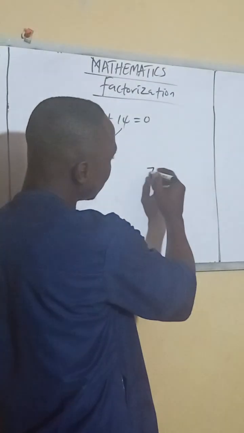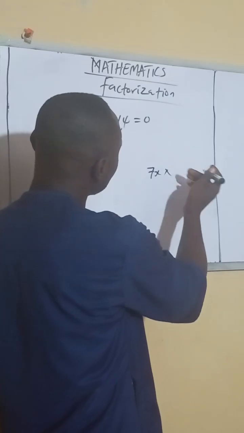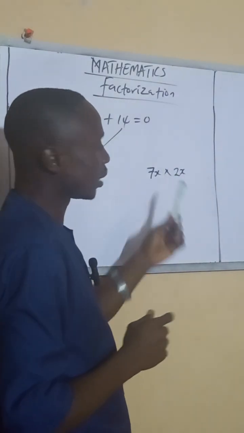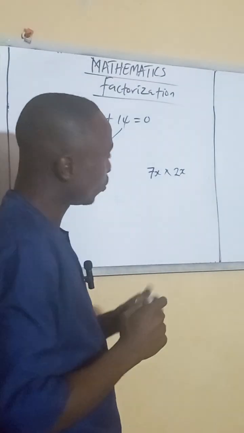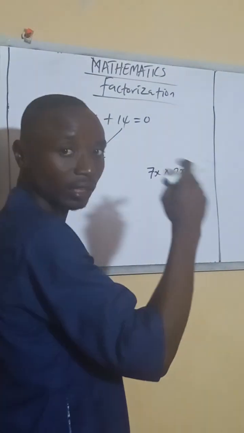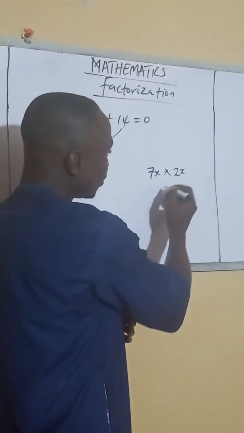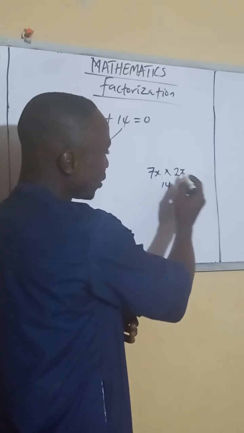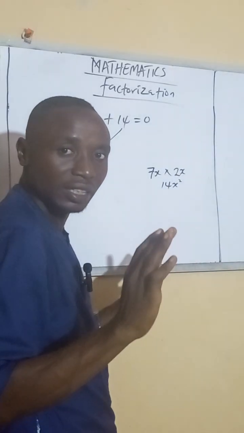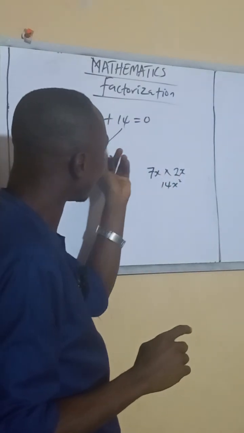Look at 7x times 2x. I know that if you multiply 7x times 2x, because of the x there, it will generate what you call x squared. 7 times 2 will give us 14. x times x will give us x squared. You can see it is very easy. Now with these two numbers, we can see how we get this guy here.